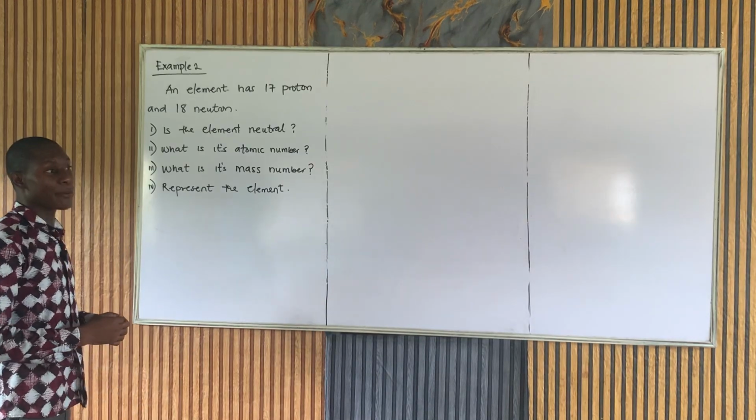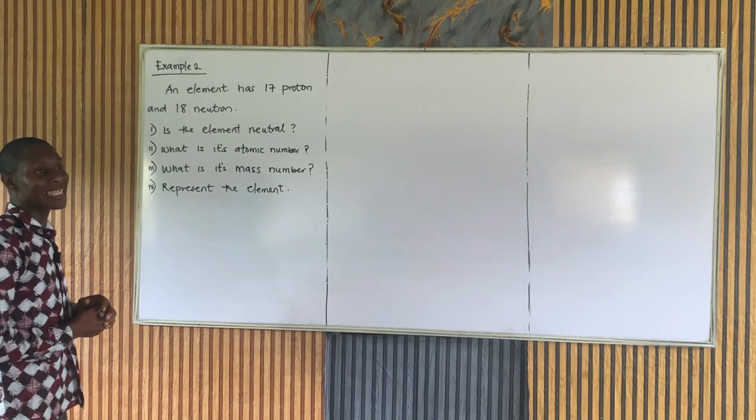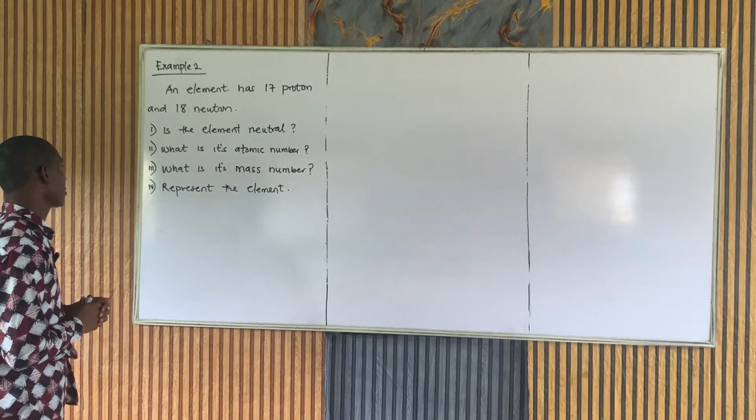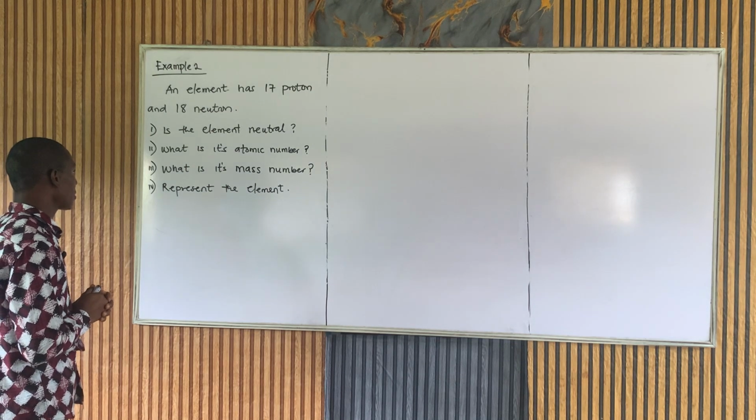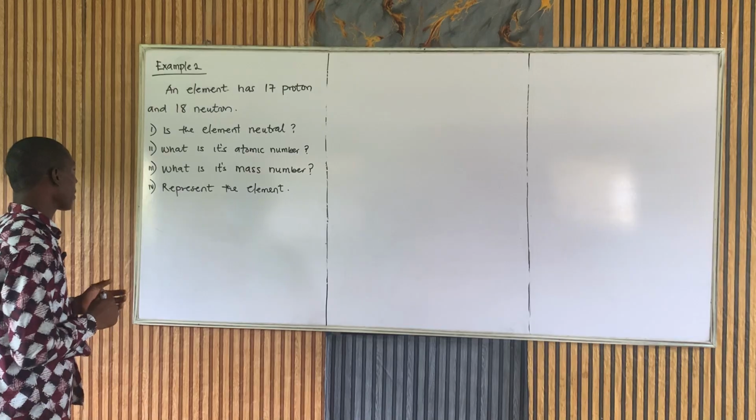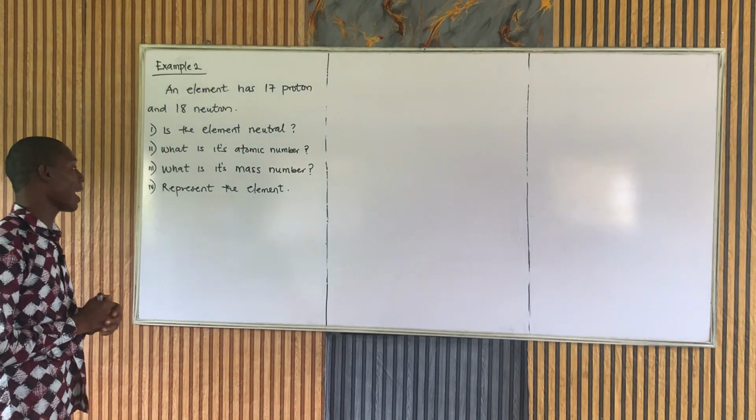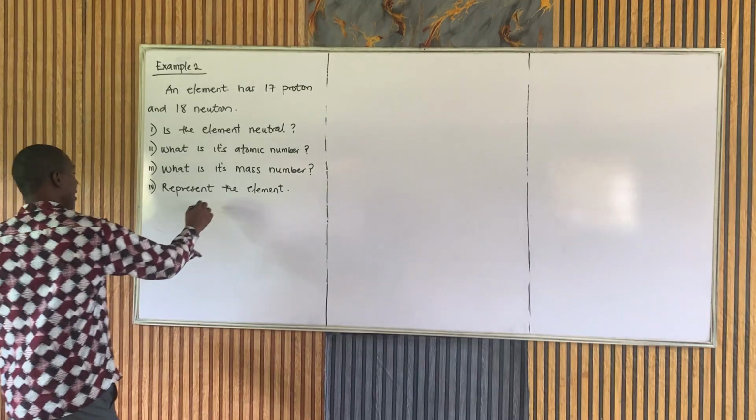So the second example here says an element has 17 protons and 18 neutrons. 1. Is the element neutral? 2. What is its atomic number? 3. What is its mass number? And then represent the element. Let's solve this now.